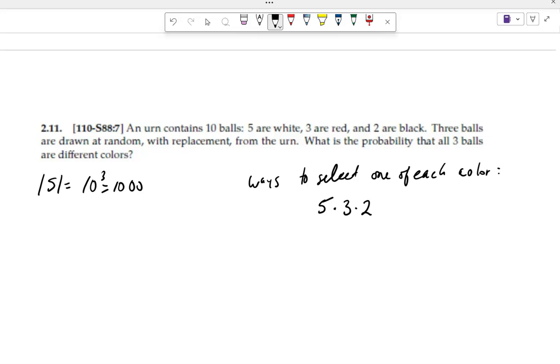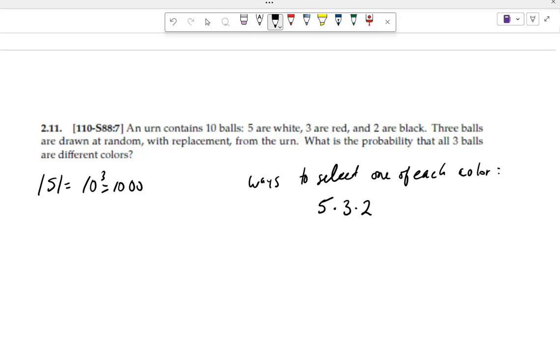But notice it doesn't say the order, does it? This literally would be white on the first, red on the second, black on the third. But all we care about is that they're all different colors. So you could do red, white, black, or black, red, white. You could flip them around. Now, would the numbers change, though? The multiplication? No, because multiplication is commutative, so we get the same number each time.